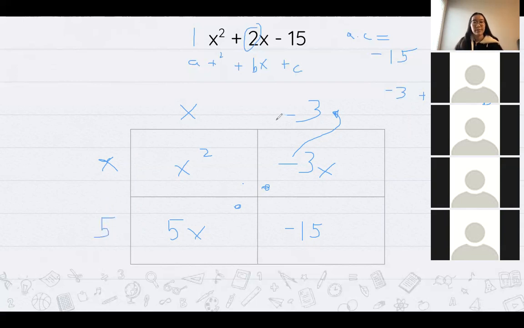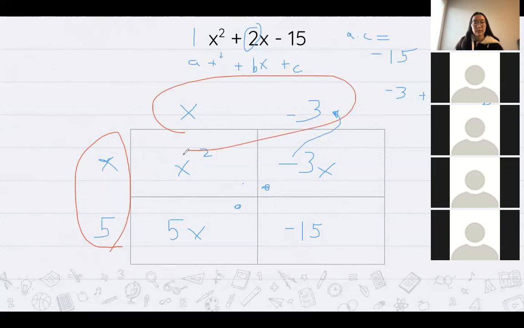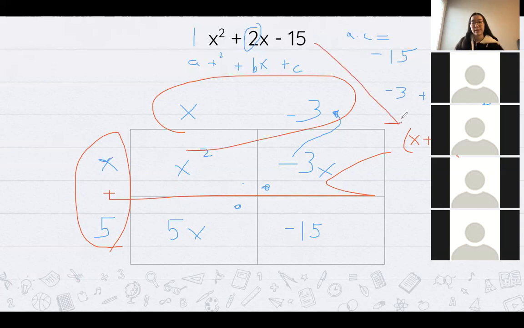And so now we have our factors. So right here and right here. And so this would be a plus right here. So our answer would be the quantity x plus 5 times the quantity x minus 3. And so that's just our original equation, but written in a different form.